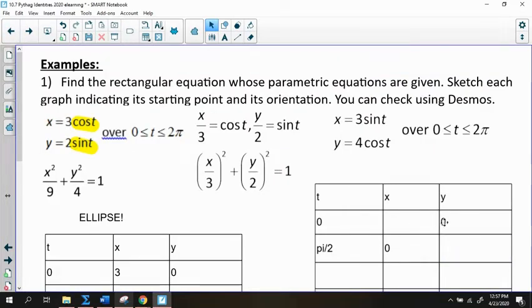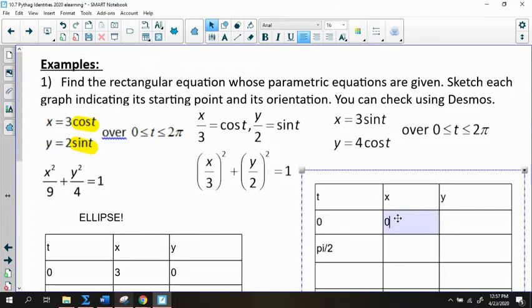Get rid of these points, these values, and then we're going to check them. So at time equals 0, sine of 0 is 0, so that means x is 0. And cosine of 0 is 1, so that means y is 4.